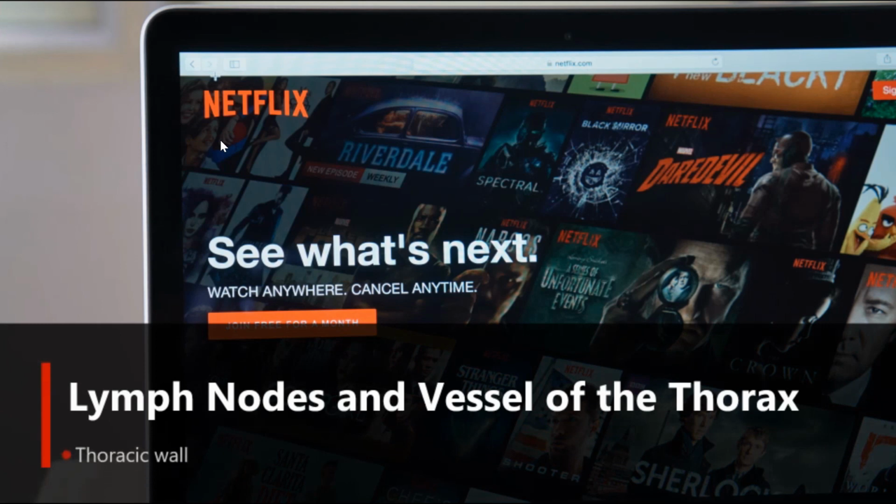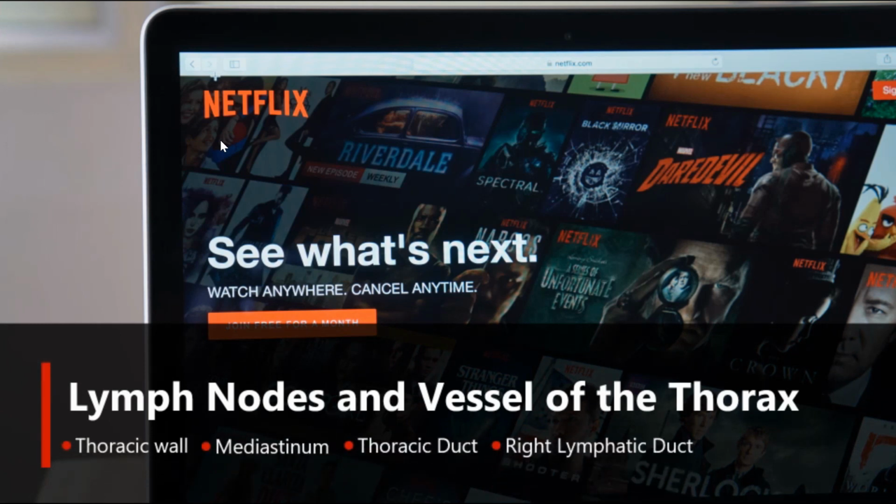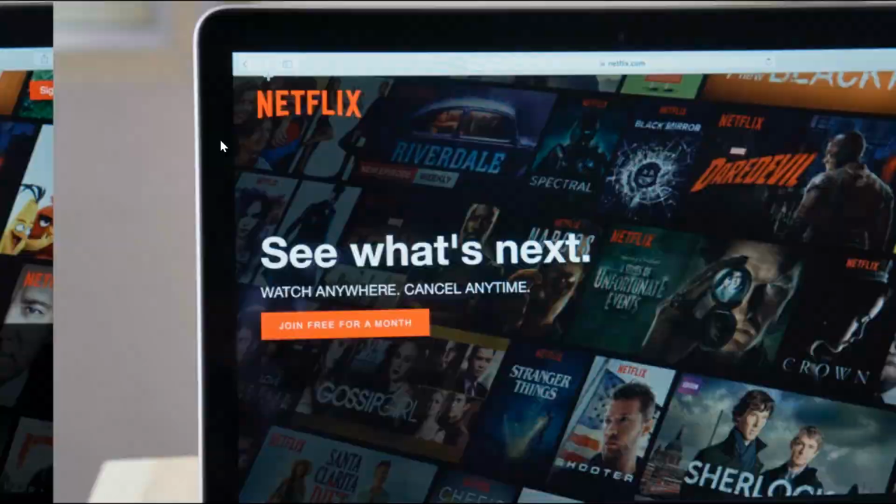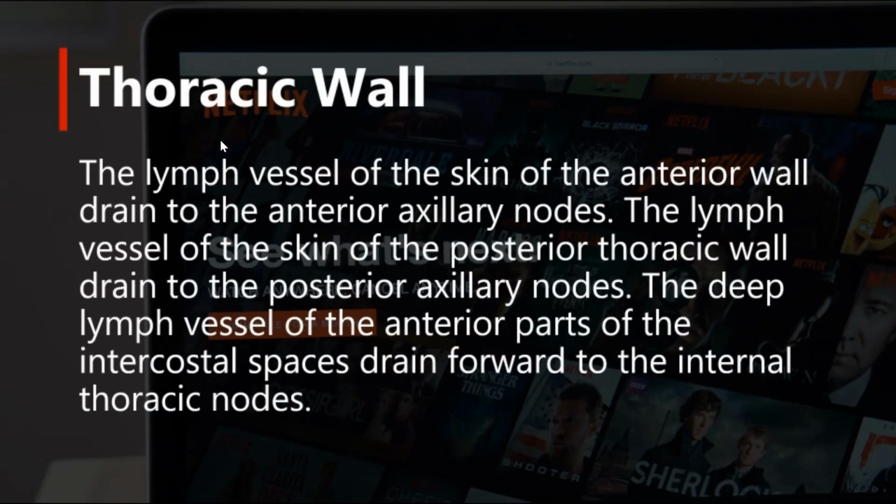So let's have here the lymph nodes and the vessels of the thorax. Below here we have the thoracic wall, mediastinum, thoracic duct, and the right lymphatic duct. So let's start here with the thoracic wall.